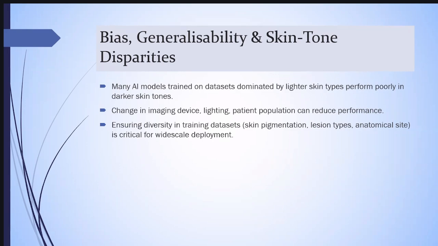And there is no standardization, right? The imaging device, one will use Dermlite, one will use Heine, one will use a Chinese device; the lighting, the patient population, everything. There is no standardization, which can reduce the performance. And you cannot generalize a particular finding. That sort of generalizability may not be there. And ensuring diversity in training data sets, as I told you, the lesion types. With thicker lesions, the dermoscope might not be the right thing to use. In a thinner lesion, dermoscopy will give you more inputs. So all these should be brought into concern.